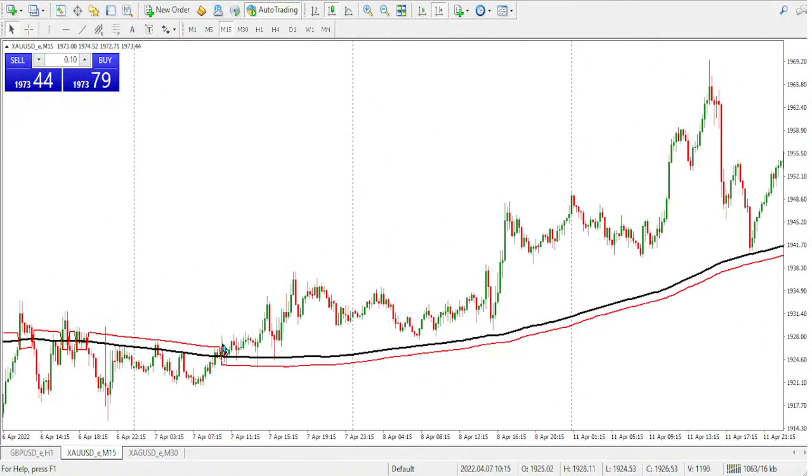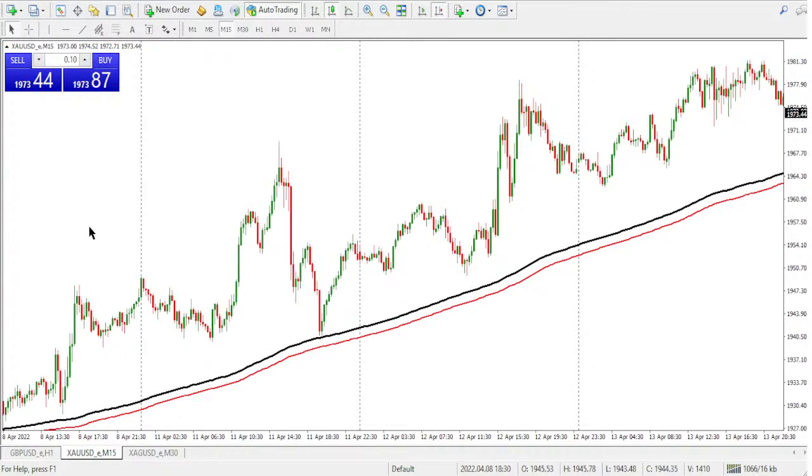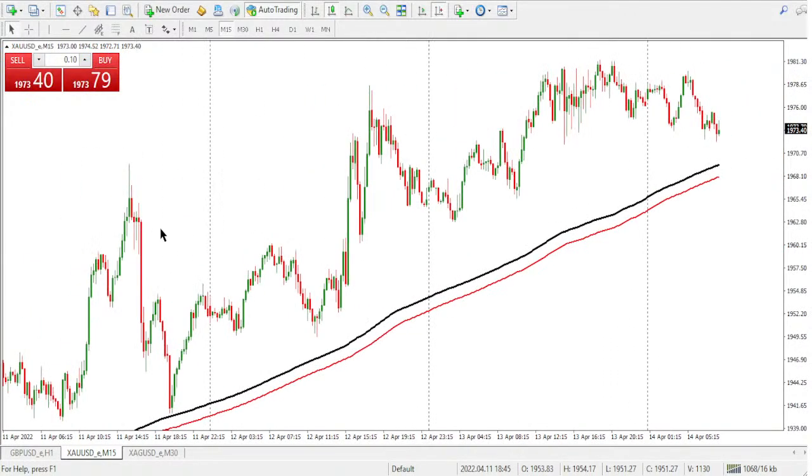You can see it started somewhere here. This was on 7th of April. We had a cross, so this was a good place to look for a buy from. As we are speaking now, we are still biased because we've not seen any cross of these two moving averages.